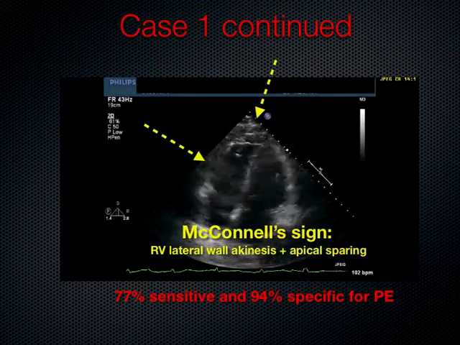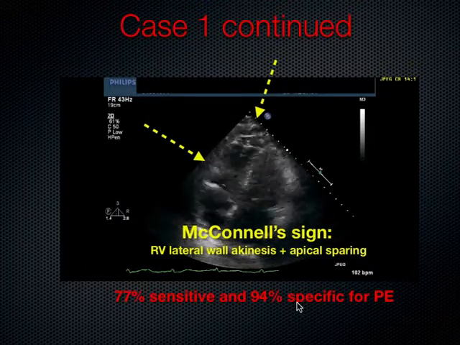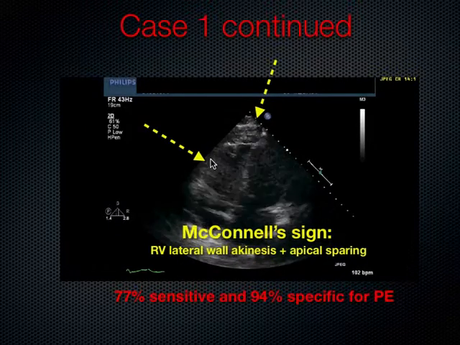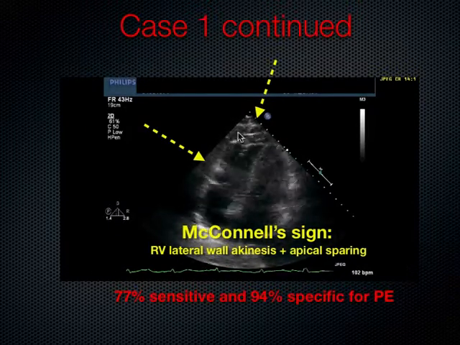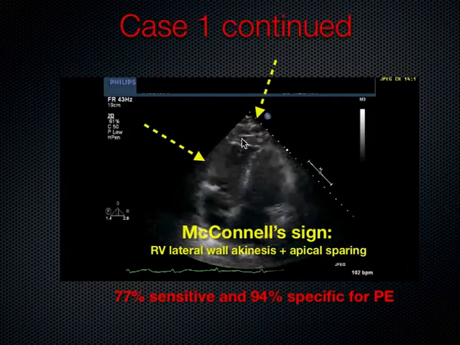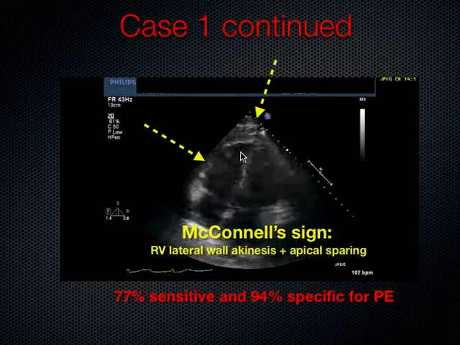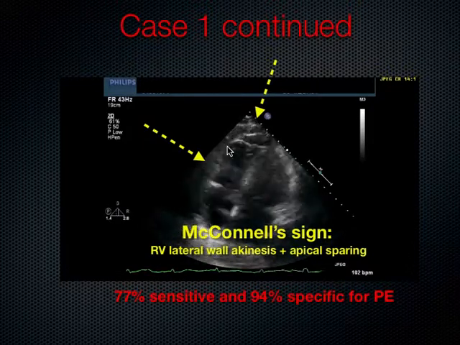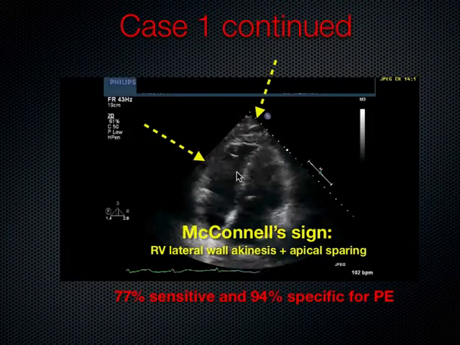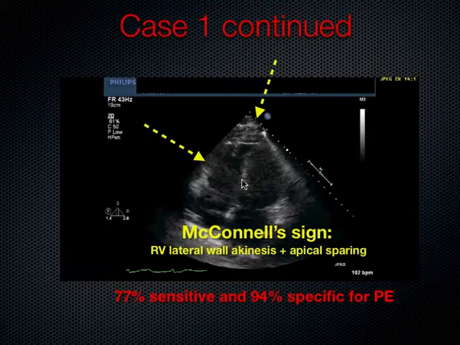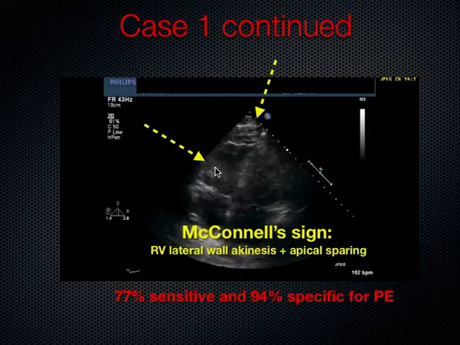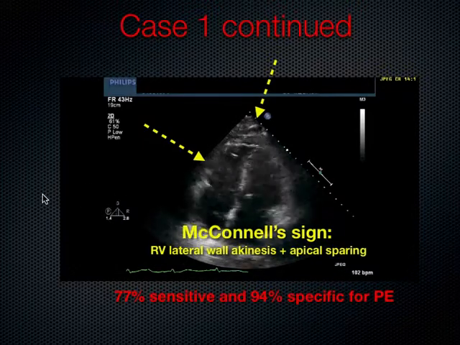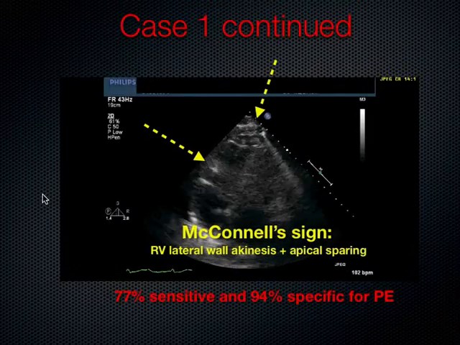There's another thing going on here, which is McConnell's sign. McConnell's sign is when you have RV lateral wall akinesis with apical sparing. So if you look over here, the apex of the RV, you can see how it's squeezing like that. It's not akinetic, but it's actually quite kinetic. But then if you look laterally here, the RV is not making any real kinesis, no squeeze here. It's akinetic. And this can be found, interestingly, in the setting of PE.